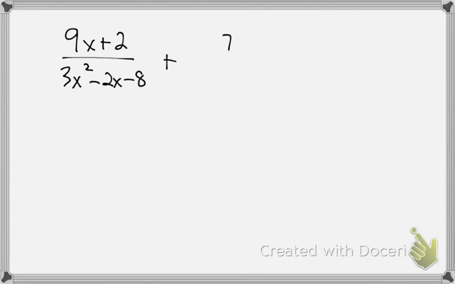So there you go. All right. Let's say we want to do 9x plus 2 over 3x squared minus 2x minus 8 plus 7 over 3x squared plus x minus 4. So I just want to add these two rationals.